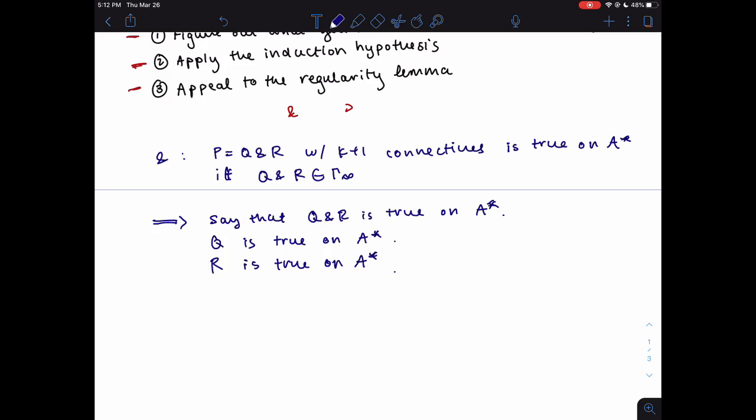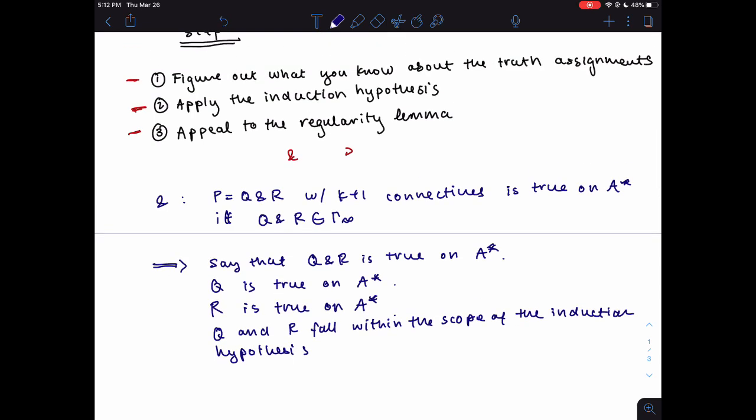But notice that Q and R both fall within the scope of the induction hypothesis because they each have fewer than K plus 1 connectives, right? If Q and R has K plus 1 connectives, then Q and R must both have fewer than K plus 1 connectives. So we can say that Q and R fall within the scope of the induction hypothesis. This is step 2 of the ones that I've written up here. Sorry, I'm jumping back and forth a bit.